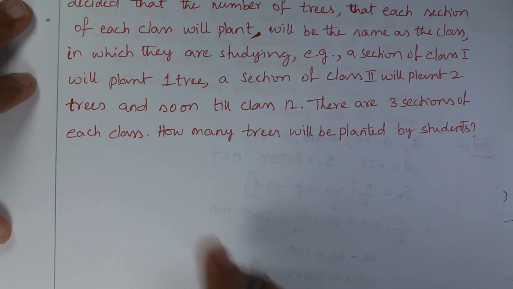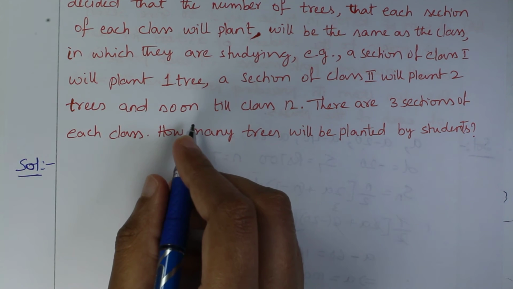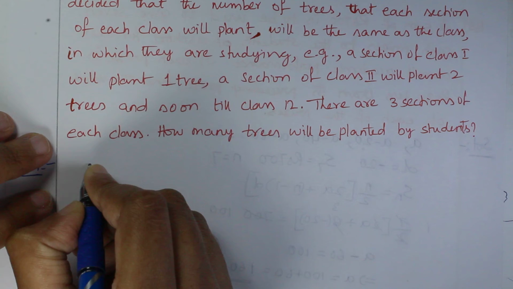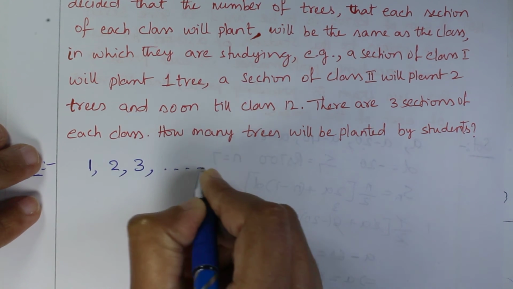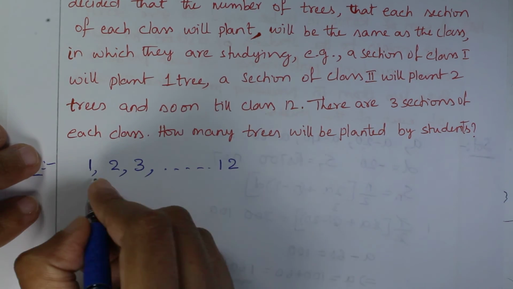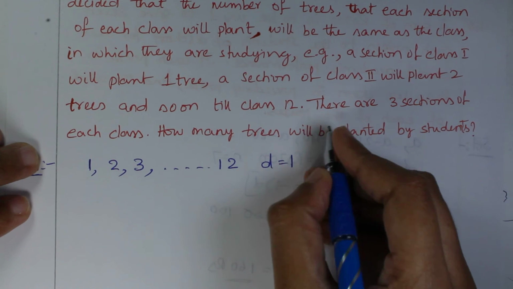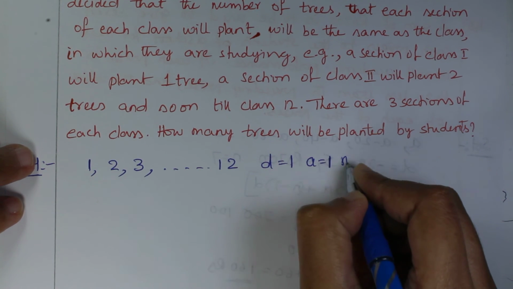So there are 12 classes in a school, each class has 3 sections, and each section will plant the same number of trees as the number of the class. For example, class 1 will plant 1 tree, class 2 will plant 2 trees, class 3 will plant 3 trees, and so on till class 12, which plants 12 trees. So this is an arithmetic progression, with common difference d equal to 1, first term a equal to 1, that is the first class, and n equal to 12.